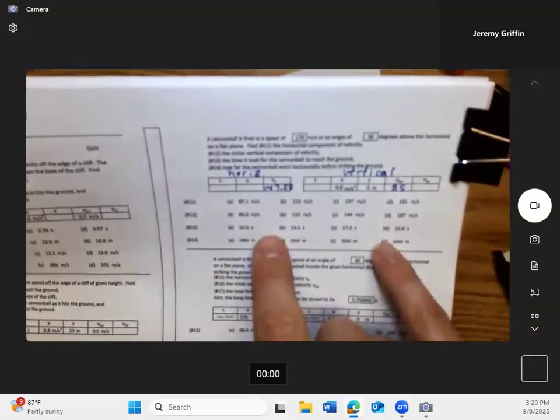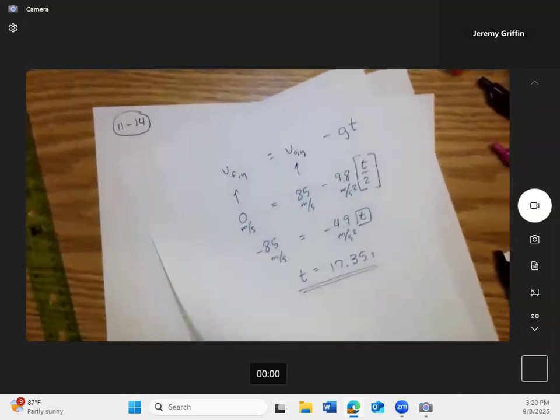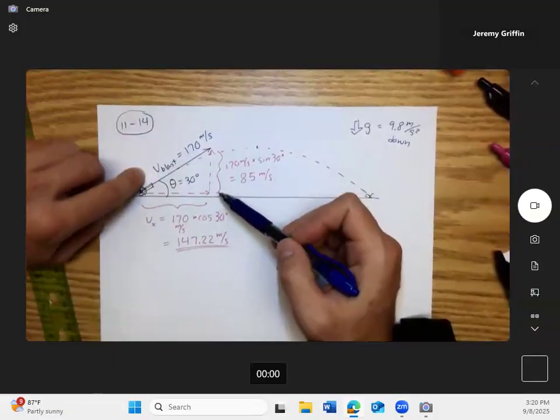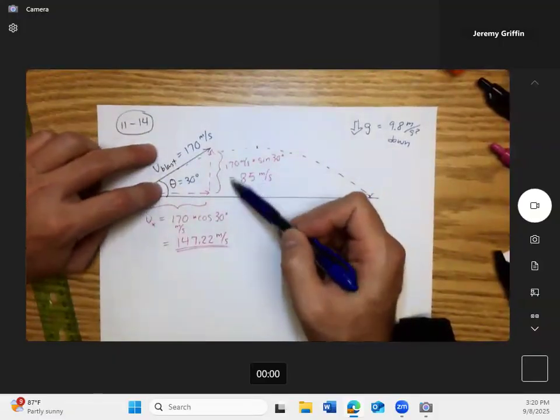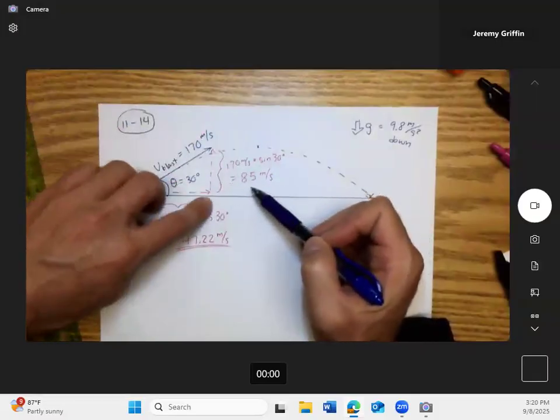What was it? Oh, 12? What's the initial vertical component? Guys, it's this right here. It's take the total velocity times sine of this angle. So for me, 170 meters per second times sine of 30 degrees came out to 85 meters per second, strictly upward.